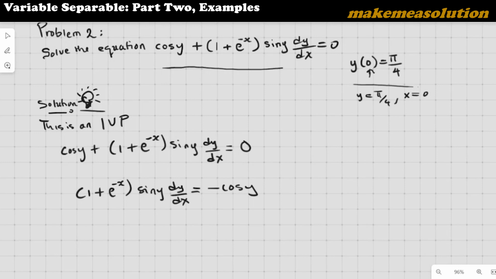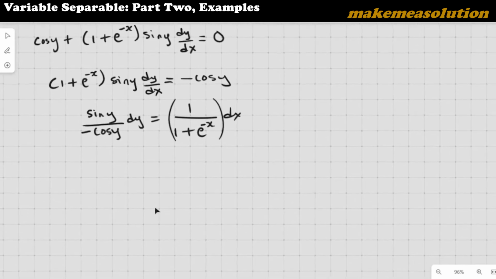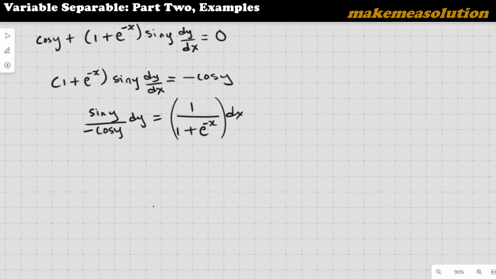Then if you separate the variables, taking everything about y to the left hand side and everything about x to the right hand side, you're going to get sine y over minus cos y dy is equal to 1 over 1 plus e to the minus x dx, like this. Let's see where this leads us. So we are going to integrate both sides now.